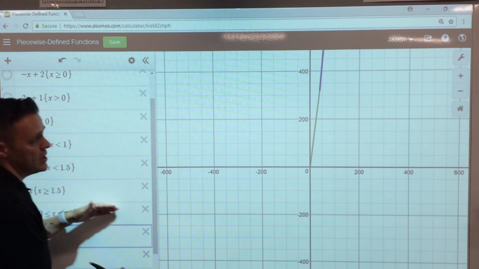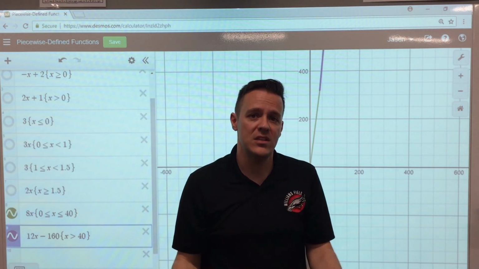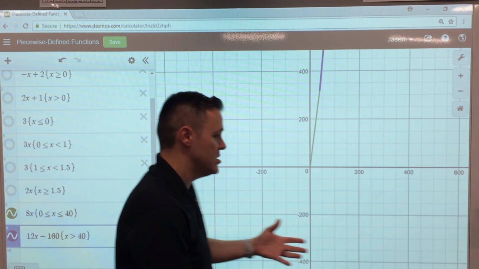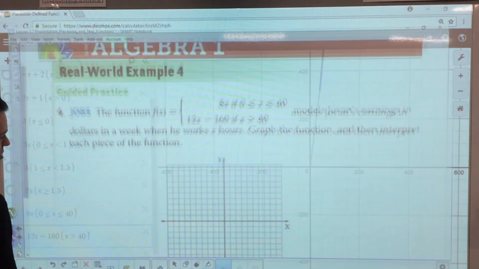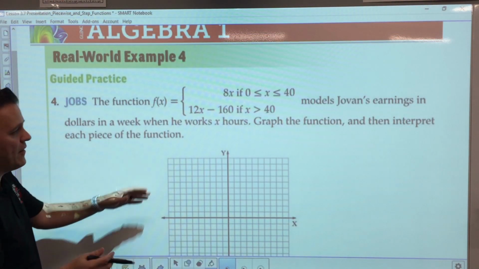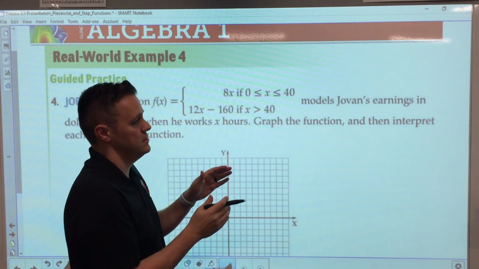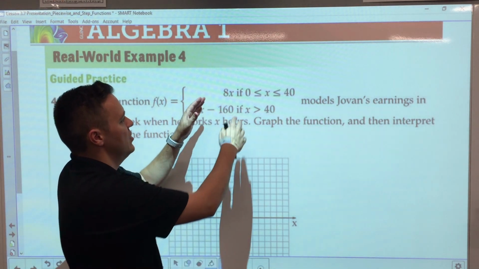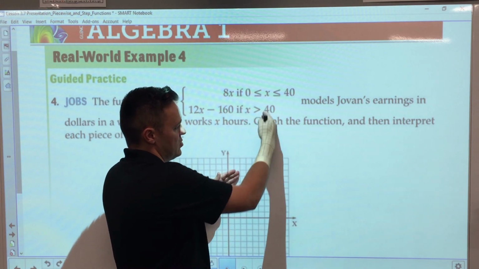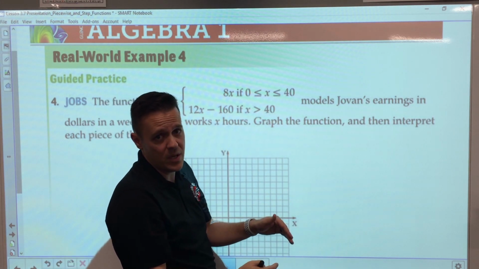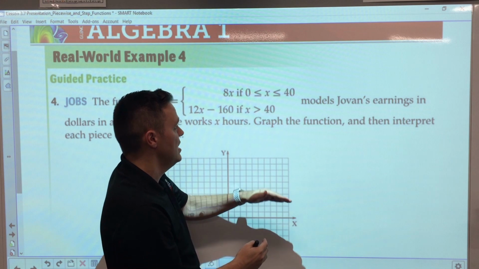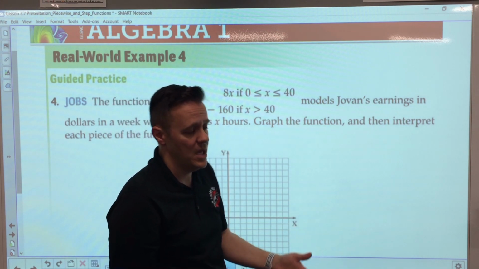If you were an hourly employee, you could figure out your own wages using these two linear equations and this restriction. So ladies and gentlemen, please understand that. Graph the function, then interpret each piece. Each piece. The range on this would be from 0 to 320 like we talked about. And then after that, ladies and gentlemen, it would be to infinity and beyond.